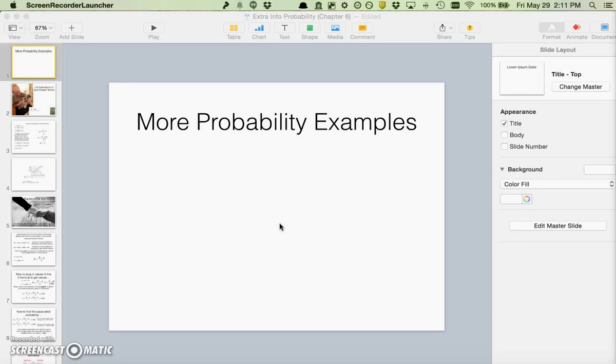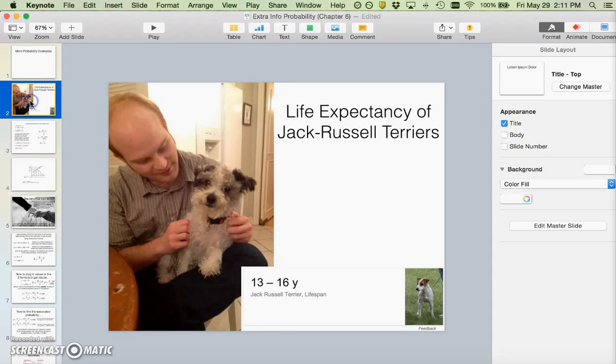Hey folks, I decided that I'd try and give you a couple more examples about probabilities since it is a really important area and I may have undersold its usefulness before. So here we go.